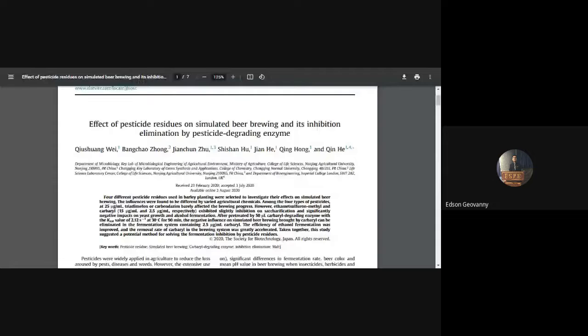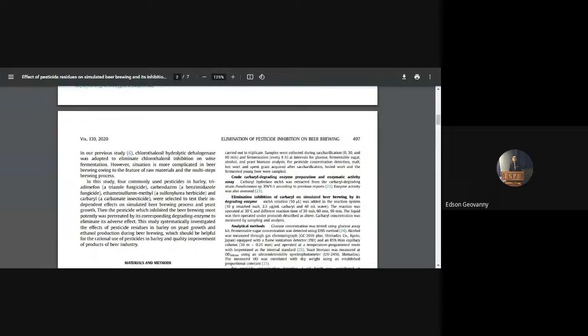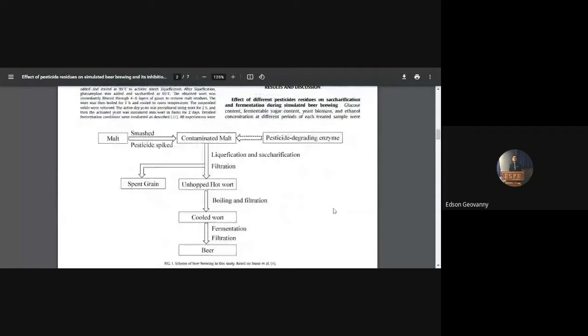Okay, this is my topic, effect of pesticide residue on simulated beer brewing, that is, inhibition elimination by pesticide degraded enzyme. Pesticide residues used in barley were selected to investigate the effects on brewing. The influence was found to be different for various agricultural products.